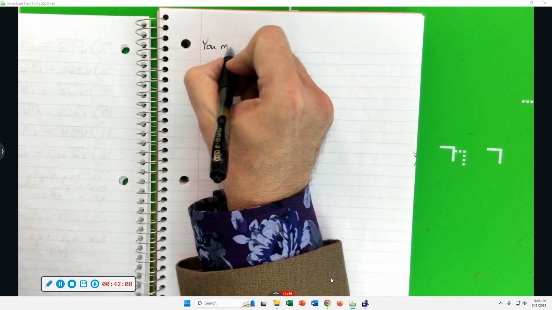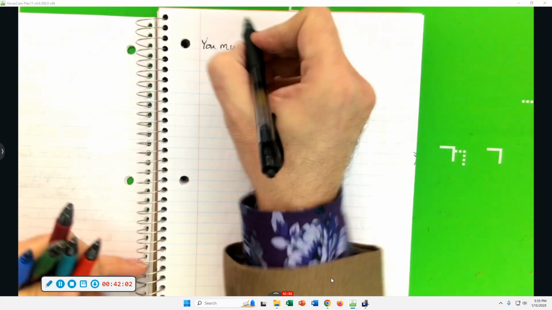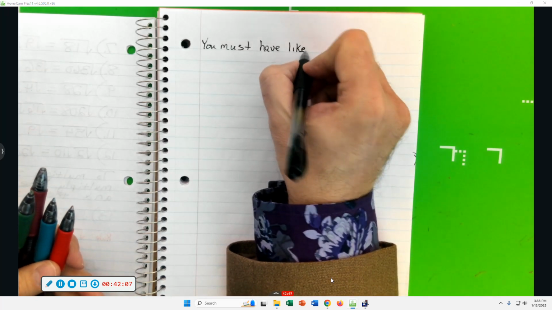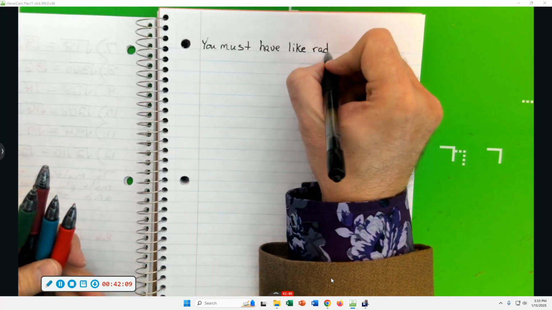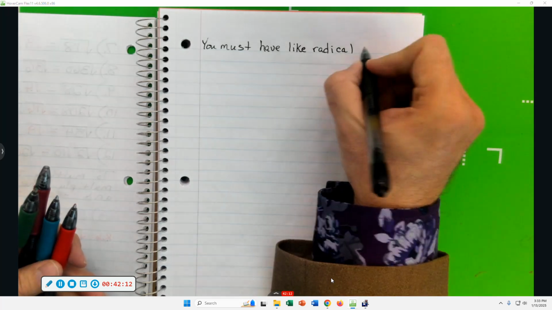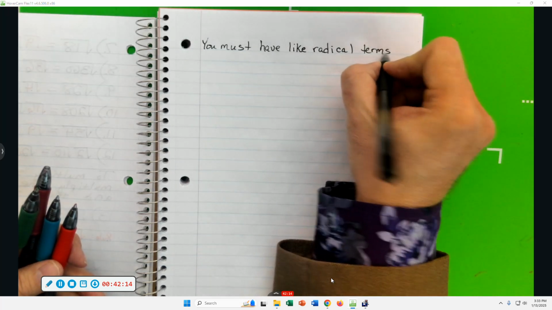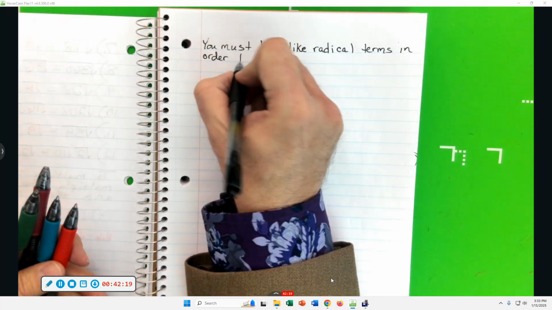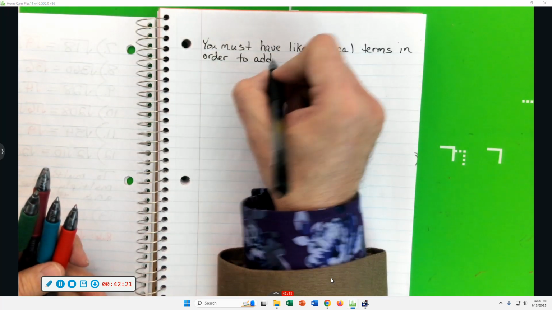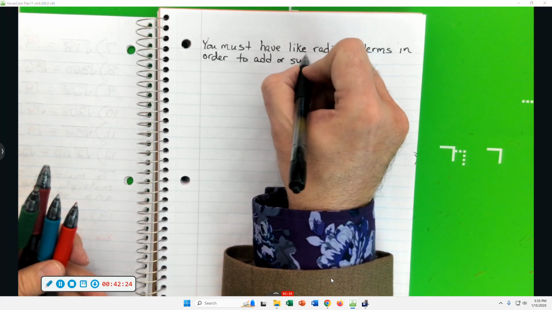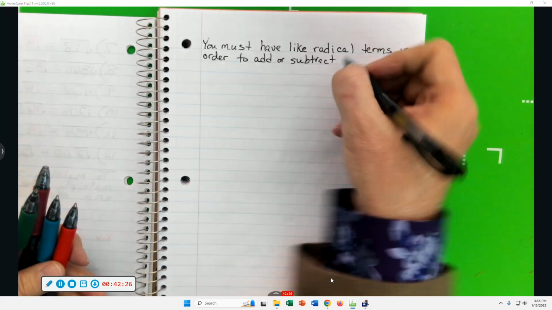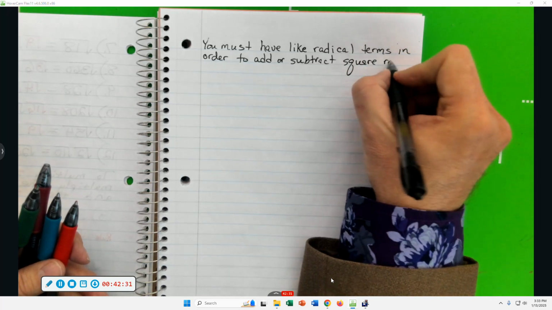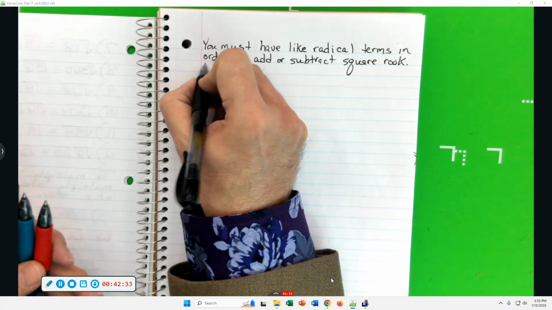You must have like terms, let's say like radical terms. The radical is that square root symbol, in order to add or subtract square roots. Now, what do I mean by like terms? Like the square root has to be the same.